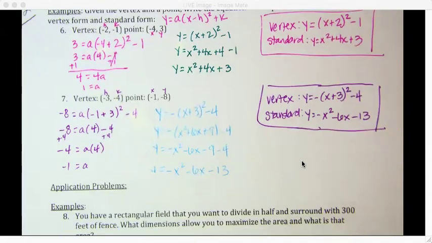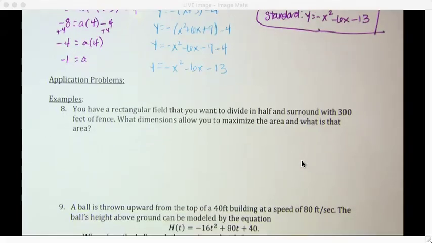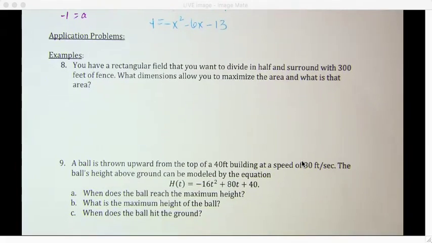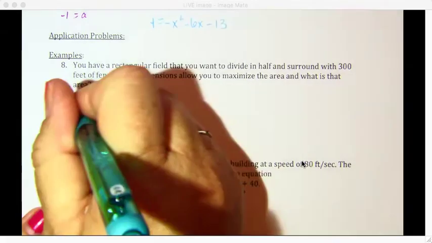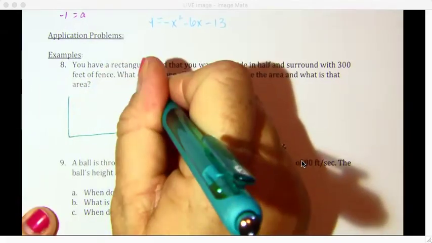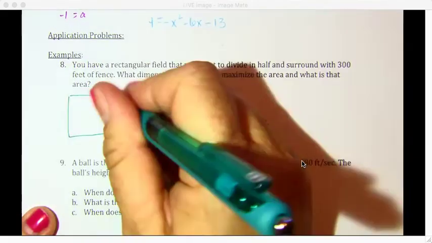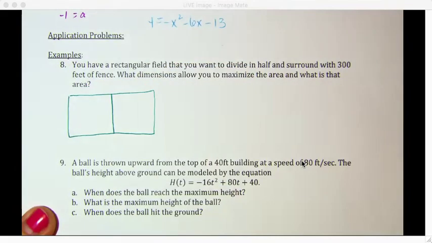All right. So the next two examples are a couple of word problems. The first word problem says you have a rectangular field that you want to divide in half and surround with 300 feet of fence. So we have a rectangular field that we need to surround with 300 feet of fence. We also want to divide it in half. And then it says, what dimensions allow you to maximize the area, and what is that area?